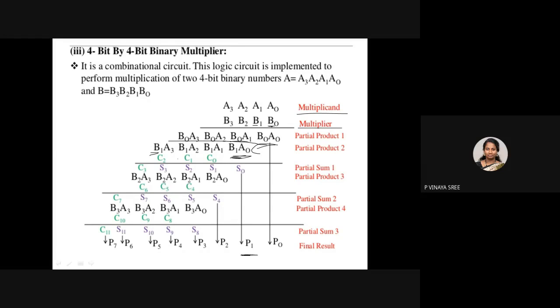So by saying this, tell me how many AND gates are required for a 4 by 4 binary multiplier. How many AND gates are required? 16. Yes, good.